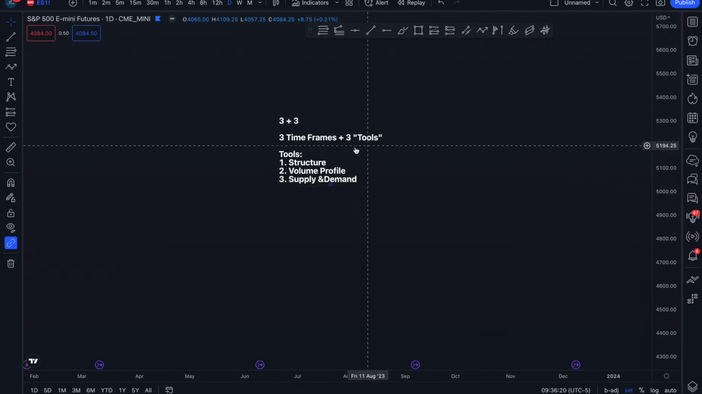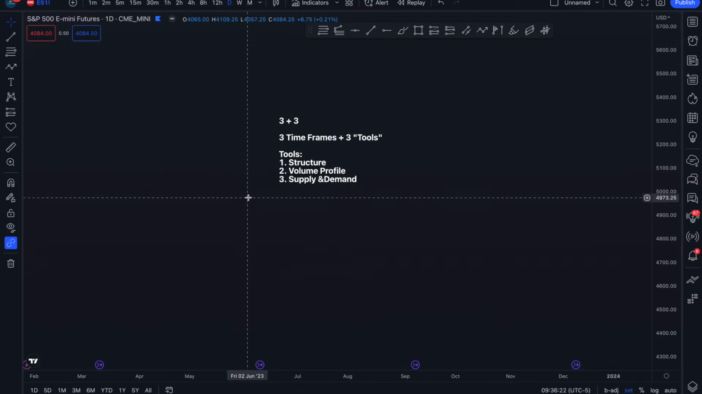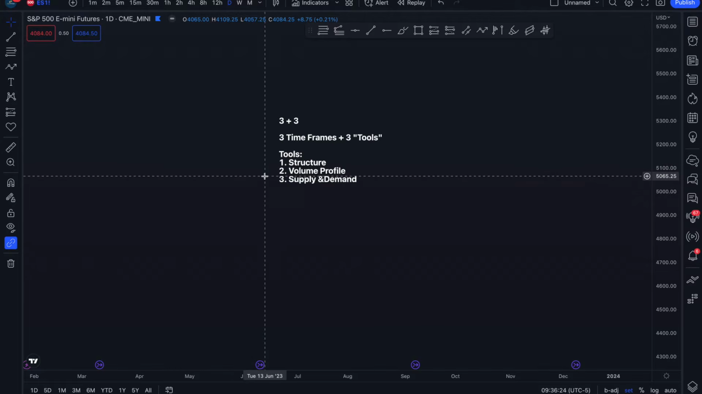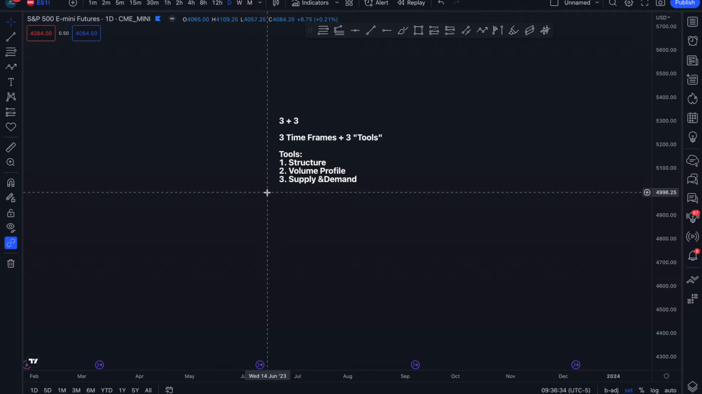I put tools in quotes here because the tools we're looking at are not indicators or anything like that. Well, I guess the volume profile would be considered one, but what we're looking at is market structure, volume profile, and supply and demand. So 3 time frames plus those 3 tools. Now you can use whatever time frames you want for this.